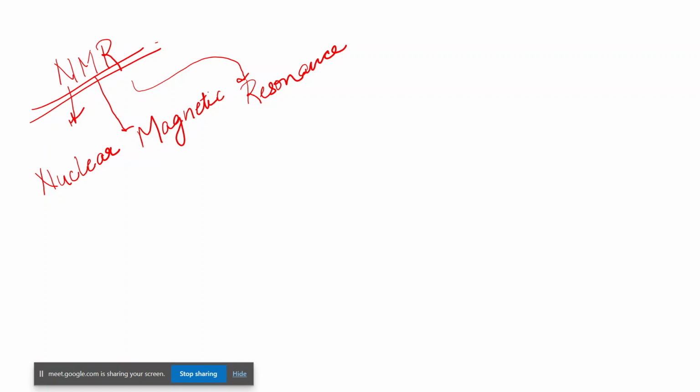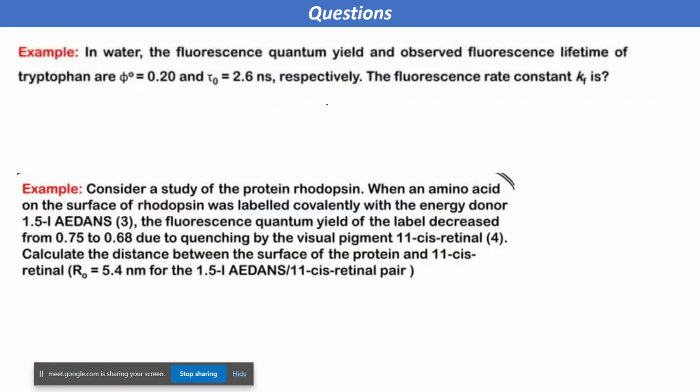So, how can you say that a nucleus is NMR active? What are the conditions for a nucleus to be NMR active? You might have heard that some nuclei are NMR active and some are NMR inactive. Like we discussed in IR, it was IR active or IR inactive on the basis of dipole moment change. So in NMR also, some nuclei are active and some are NMR inactive. So what are the conditions for a nucleus to be active? Firstly, it should be charged.